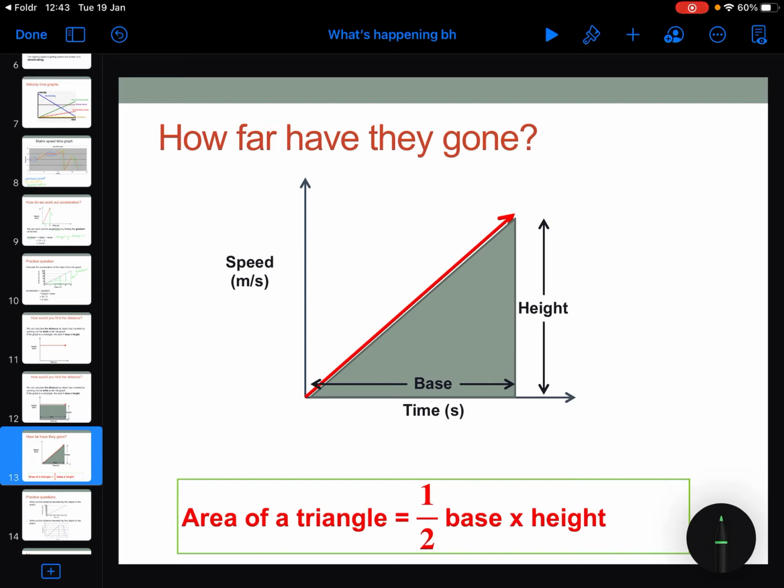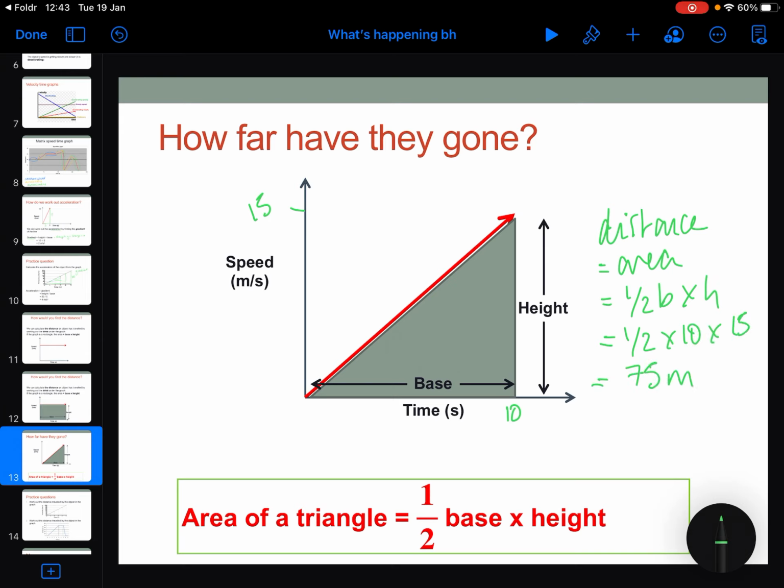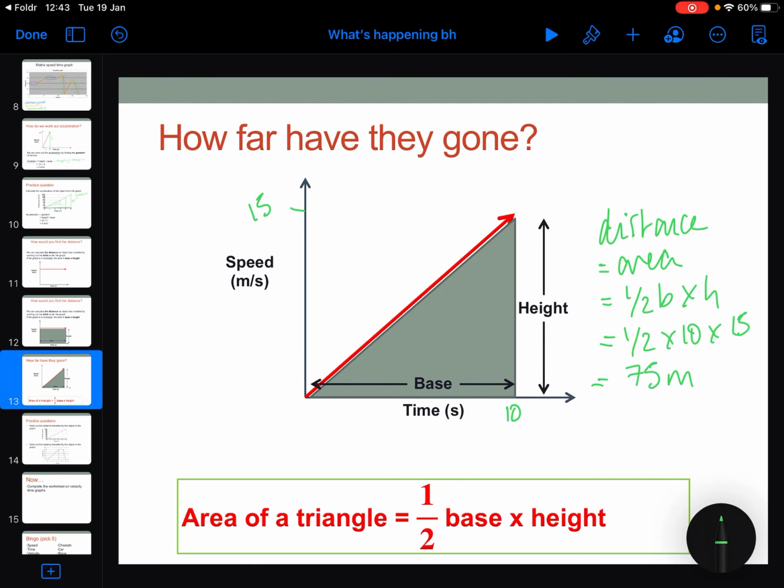So let's assume you had this graph and you were asked to work out the distance. You would do the time, which is your base. So let's say that was 10 seconds. Then the height, let's say that was 15 meters per second. The area, so the distance is the area, which is half base times height, which is half times 10 times 15, which works out at 75 meters. Okay? So the best way of doing this is to have a little bit of practice.